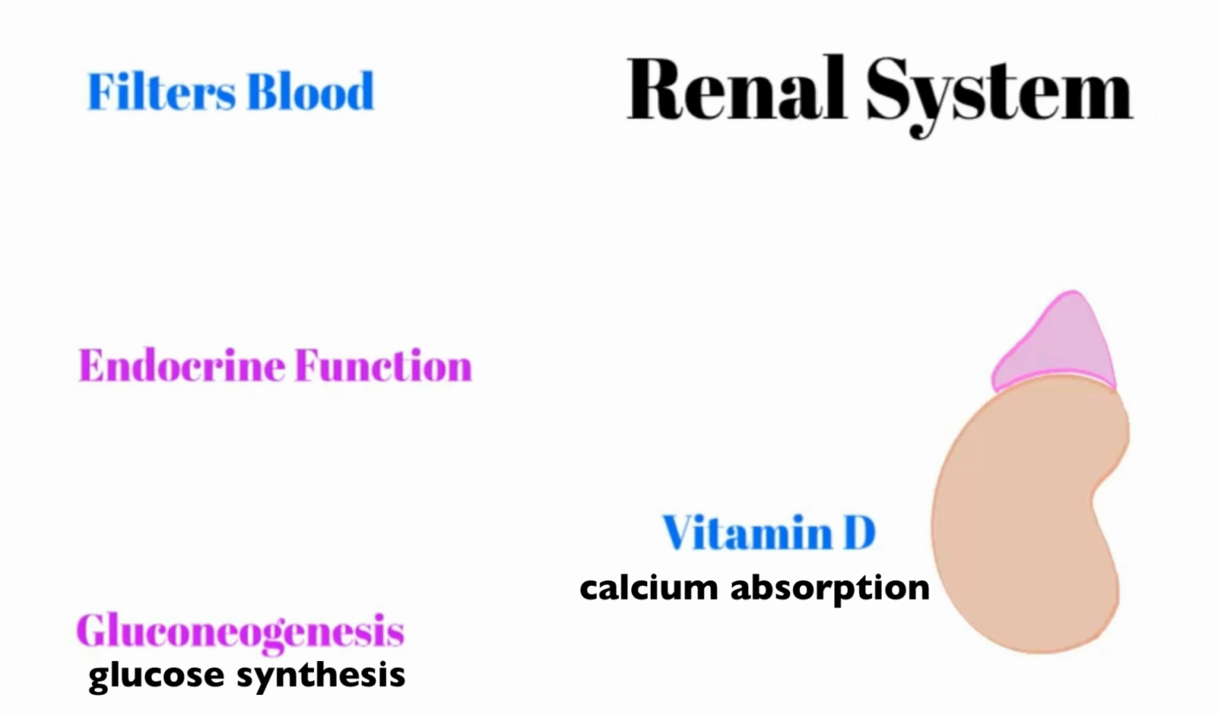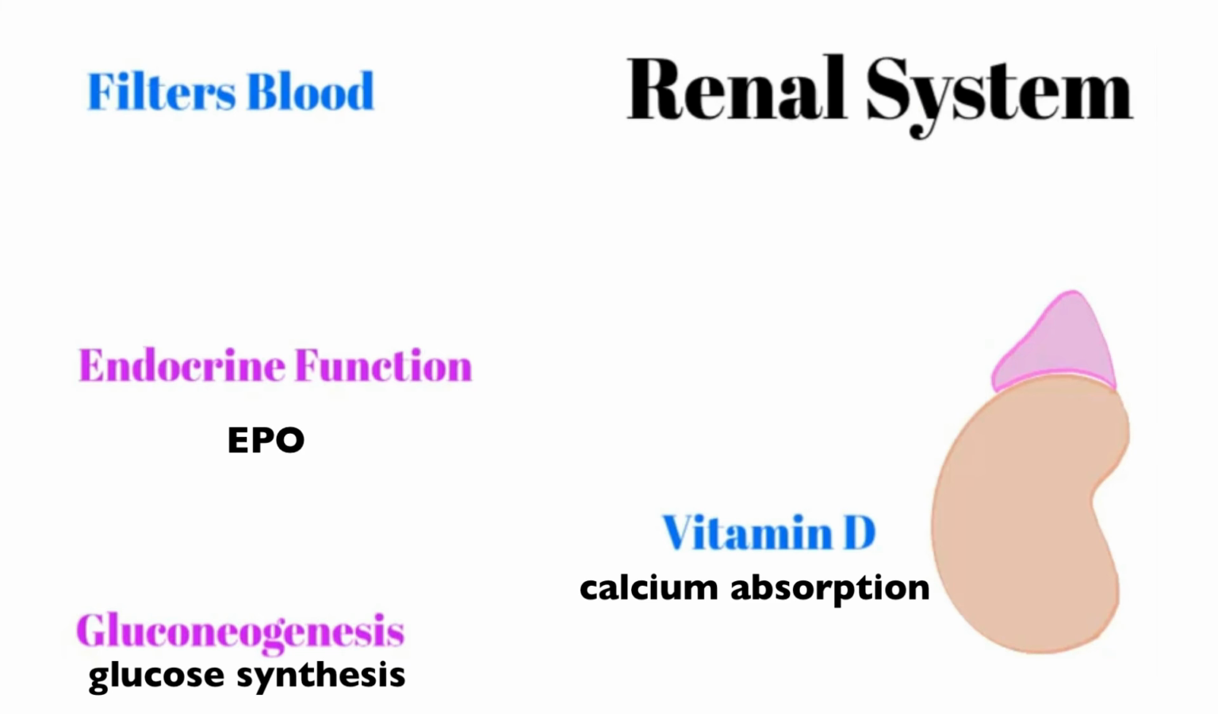There's also endocrine functions to the kidneys. So the kidneys secrete EPO, which we talked about when we were referring to the blood. EPO stands for erythropoietin, which initiates the process of erythropoiesis, or synthesis of more red blood cells.